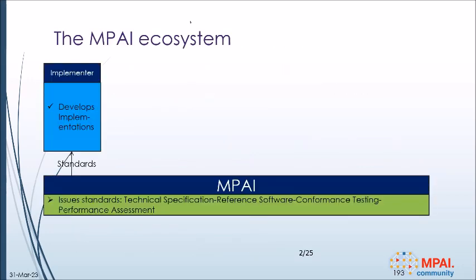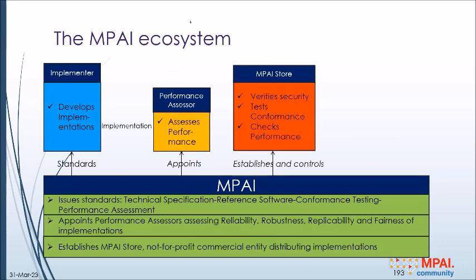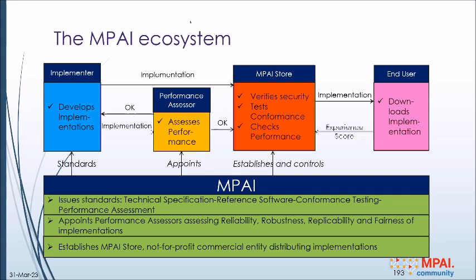So yeah, this shows again what you have said. First, there are implementers that develop implementations according to what MPAI has decided is a standard. Then there are performance assessors who assess this performance according to the 4 criteria. Then the store validates all this, checks technical conformance and performance. And then finally, once all of this is done through the store, a user can download the components and workflows.